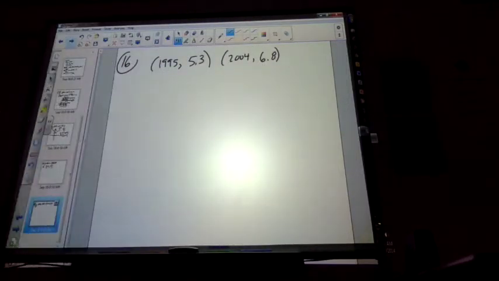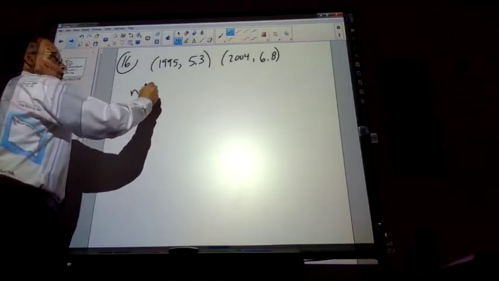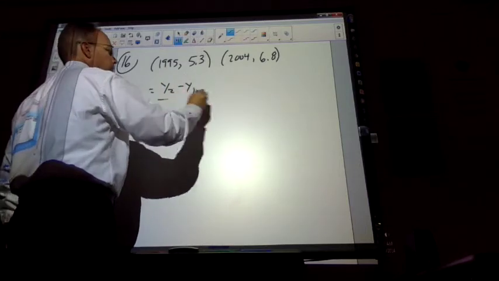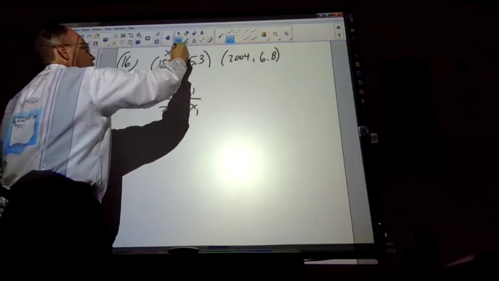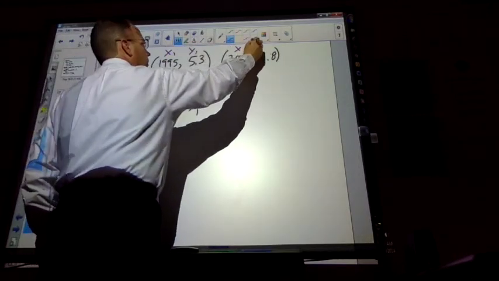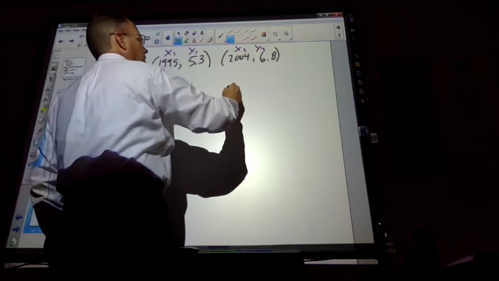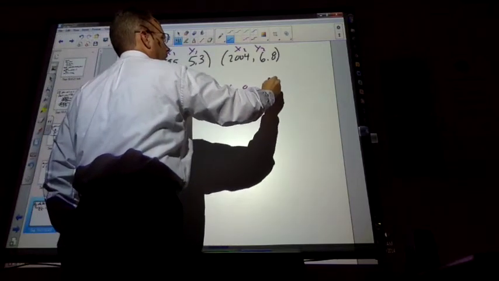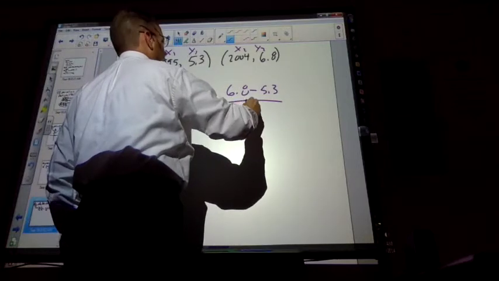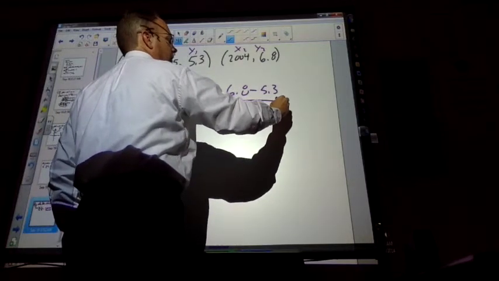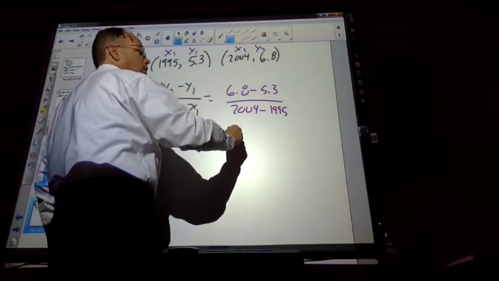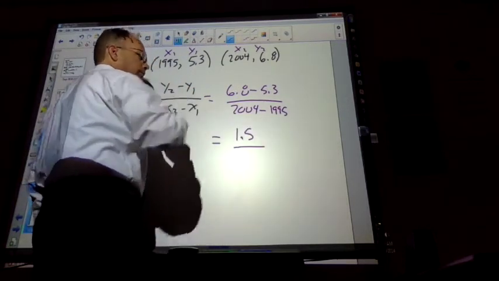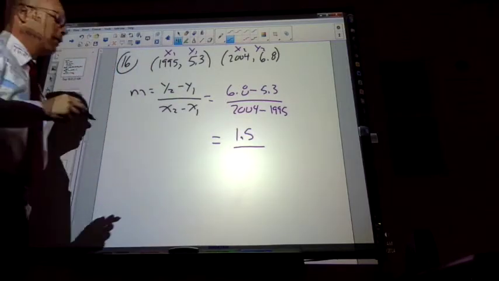So we want to find the average rate of change. All I want to do is find the slope. Slope equation is this. Let's label x1, y1, x2, y2. So I'm going to get 6.8 minus 5.3 all over 2004 minus 1995. So on top, I'm going to get 1.5 over 9. Is that right?